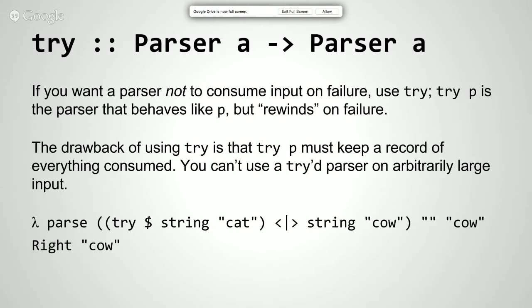If you want to get around that, and sometimes you do, then you can use try. Try takes a parser and returns another parser that behaves identically but does not consume input on failure. What I mean is, if it's not consuming input on failure, then what it's actually doing is rewinding. So that puts backtracking into your parsing. The drawback is that now you have a parser that has to keep a record of everything that is consumed. It has state that is accumulating as it parses. So if you're parsing like a gigabyte of data, you don't want to put that in a try.